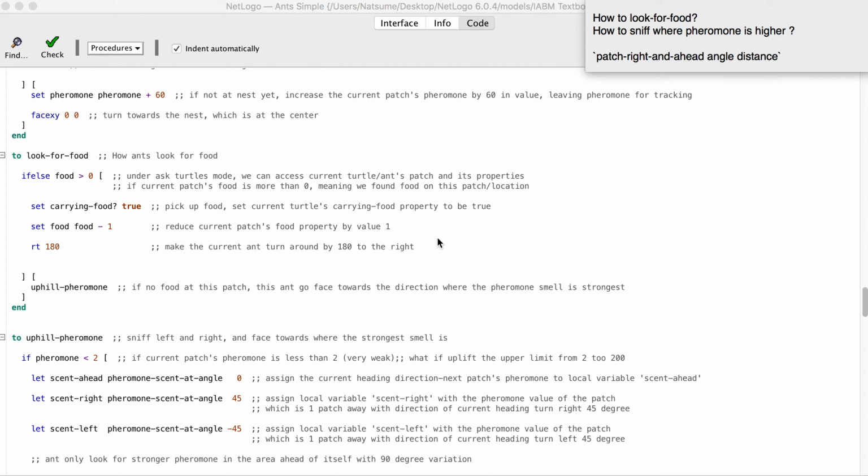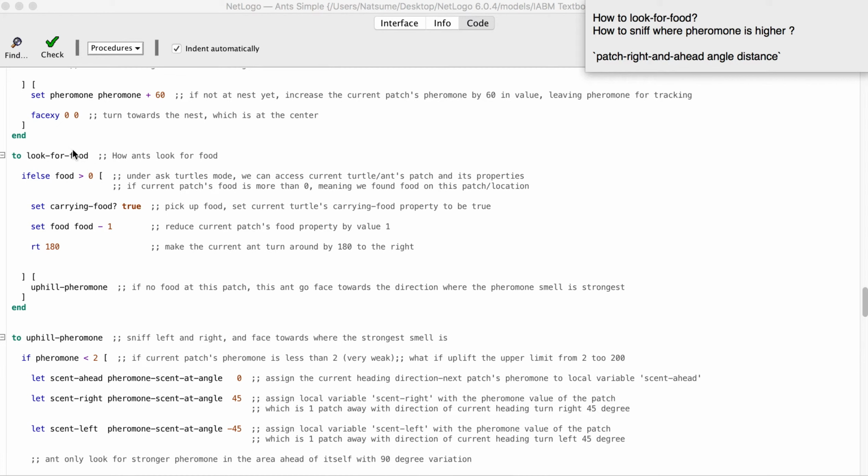In this video, we are going to look at two functions. One, how to look for food. So we will examine the structure of the look for food function. And we will also look at the function on how to sniff where pheromone is higher. Inside this function, we will also explore the usage of patch right and head, given an input angle and another input distance. So let's begin with look for food.